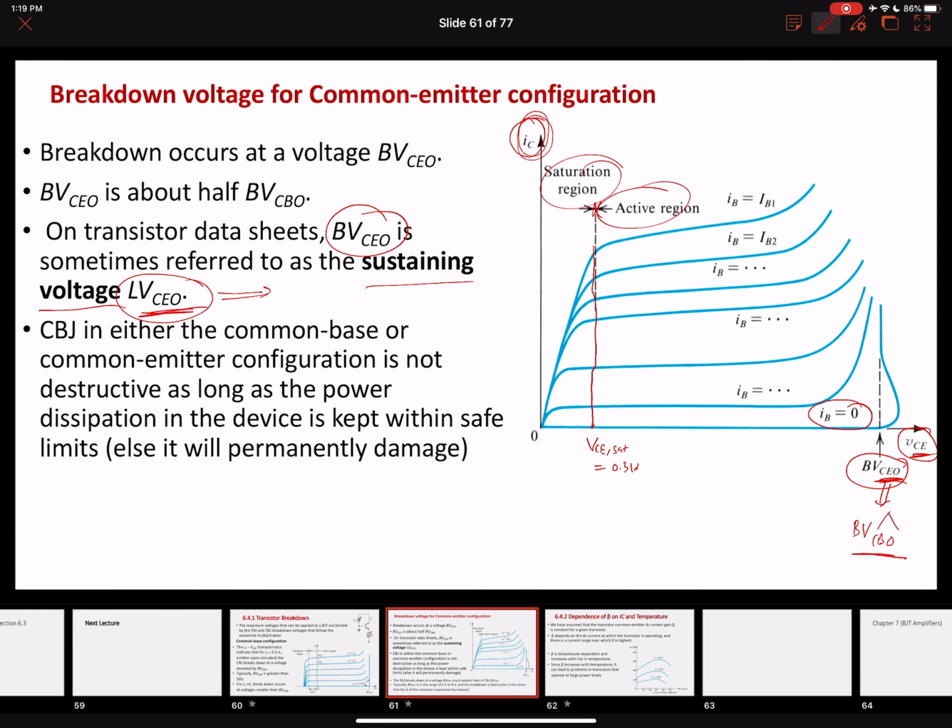Again, another important concept that I just talked about in the last slide as well. Our collector to base junction, either in the common emitter or the common base configurations, right? Once it enters into this avalanche mode, a large amount of current flows. However, if we have a dissipation circuit there, then our transistor will not be permanently damaged. However, without any dissipation of this current, the transistor can be permanently damaged.